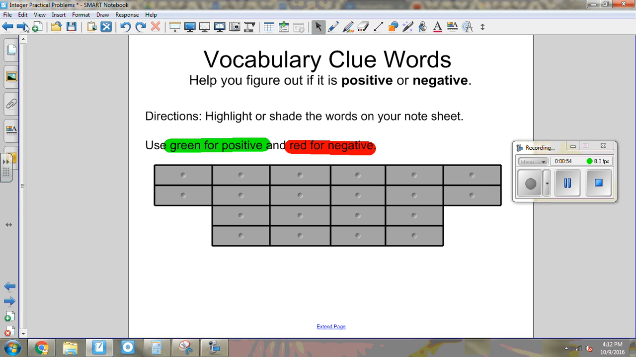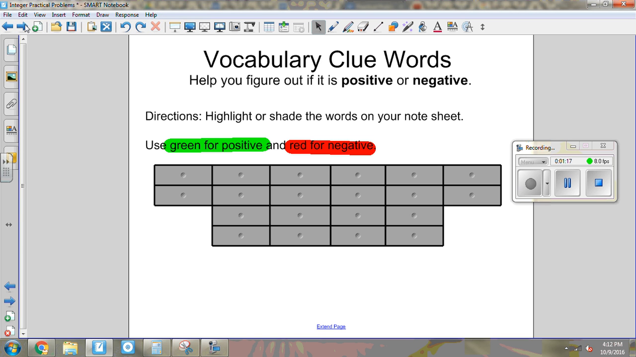At the top of your note sheet, you should have seen the active reading strategy, and then the next section says that there are vocabulary clue words. These clue words are going to help us figure out if the integers that we're working with are positive or negative. The directions for this section say to highlight or shade the words on your note sheet. It says to use green for positive and red for negative, so that's our key.